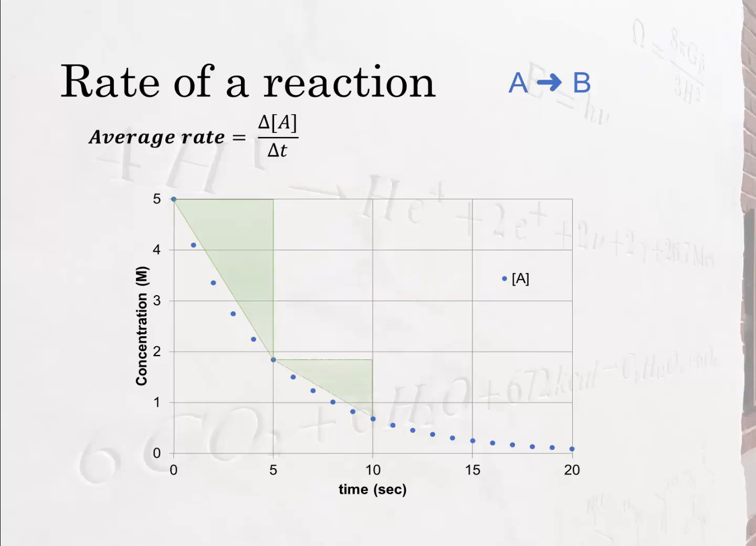You can see from the curvature of the plot that the rate of the reaction is not constant. In the next 5-second interval, the concentration of A has only decreased by 1.2 molar, which means the average rate has slowed to negative 0.24 molar per second. The rate of change of A continues to decrease in the third and fourth intervals on the plot.